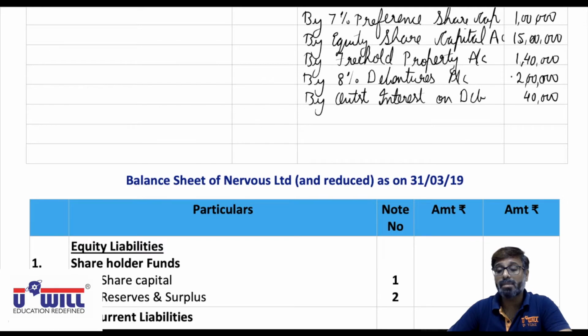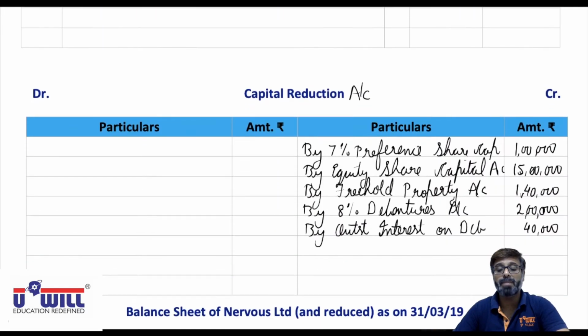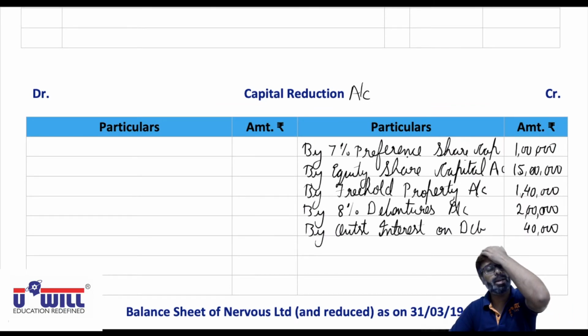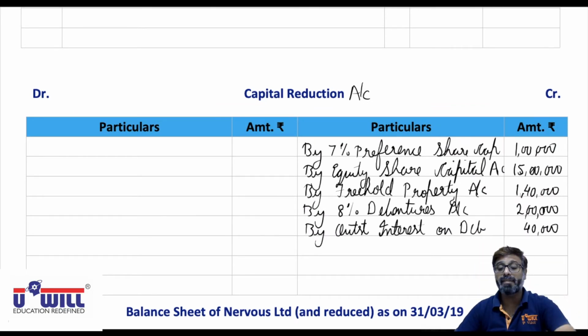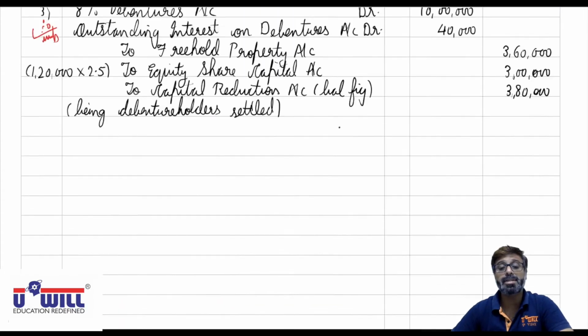Now this all actually comes from single entries. If single entries had been passed, these 3 postings would come. So don't go into the details, I have told you earlier also. Do it with the shortcut and with the logic. In capital reduction, you record 1,40,000 due to freehold property, 2 lakhs due to debentures, and 40,000 due to outstanding interest.